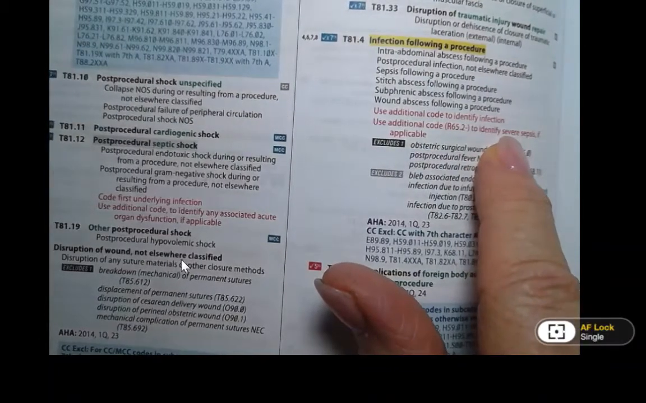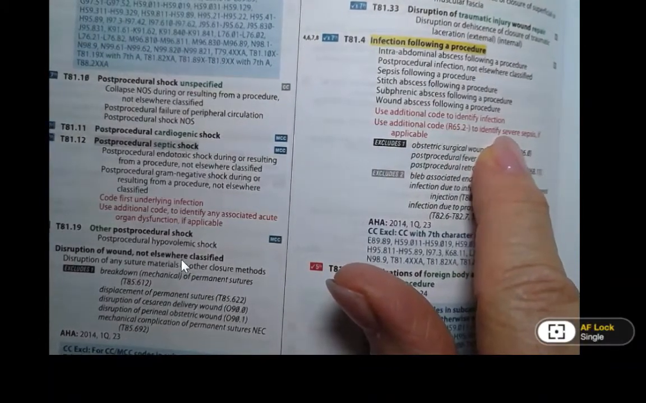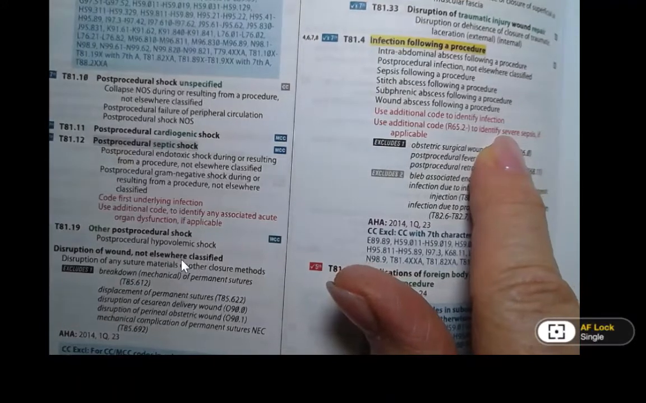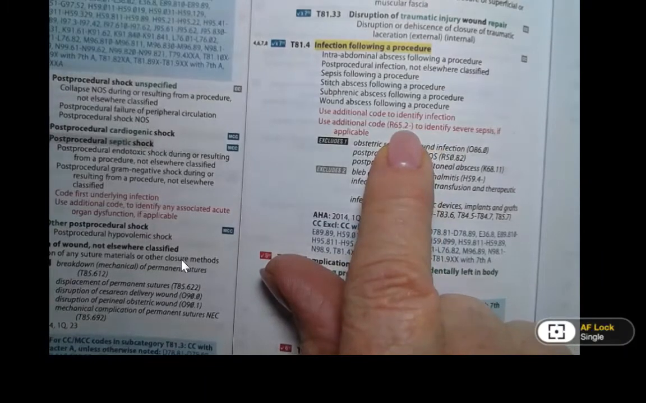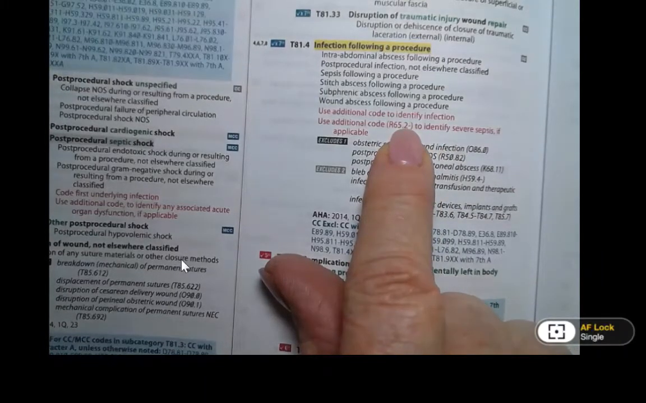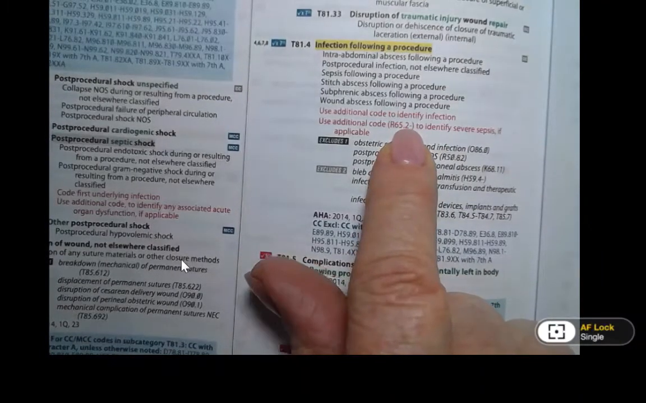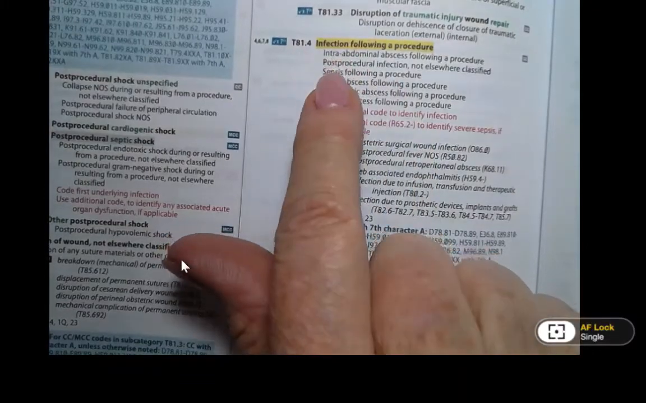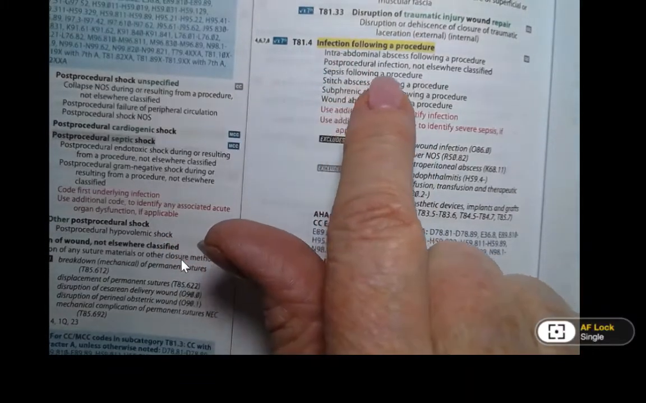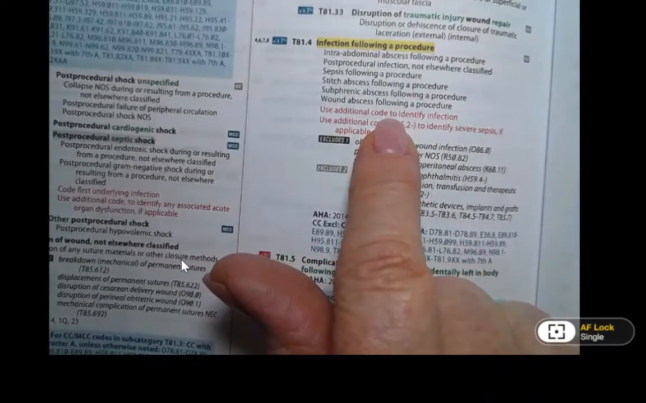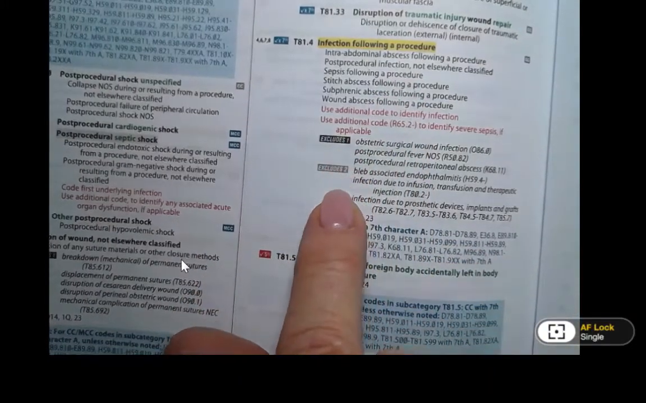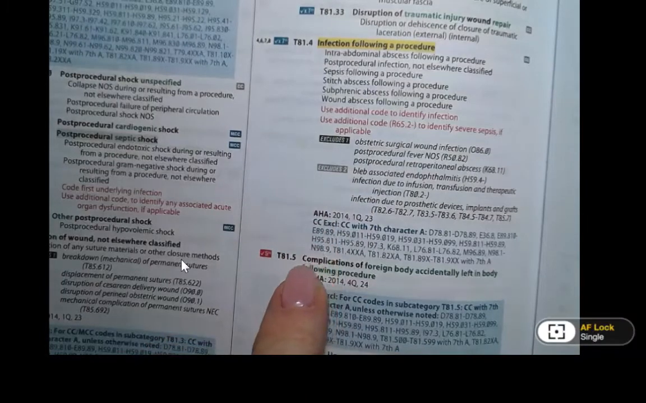Our documentation did not use the term severe sepsis. If those words are not used, you do not code them. Sepsis and severe sepsis, different codes. So we know we're in the right category because we see this is what our documentation said. We know we have to use an additional code to identify an infection, and there's nothing else below it.